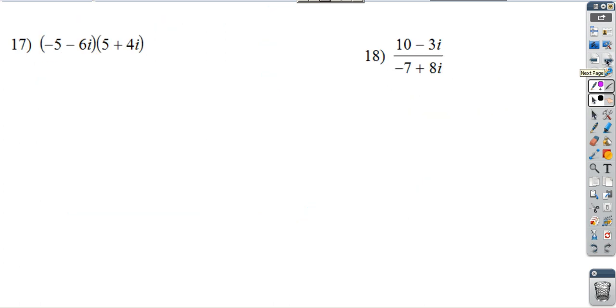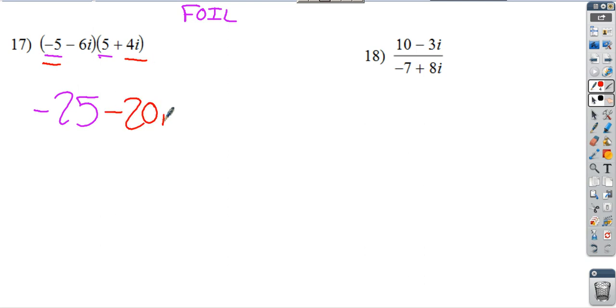Okay, this is a little bit more with imaginary numbers. So for 17, we would FOIL this out. And again, FOIL means first, outside, inside, last. So the first terms are -5 times 5, which is -25. The outside terms in that parentheses would be -5 times 20i, which is -20i. The inside terms will be -6i times +5i, which is -30i. And then finally the last terms will be -6i times +4i. -6 times 4 is -24, and i times i equals i squared.